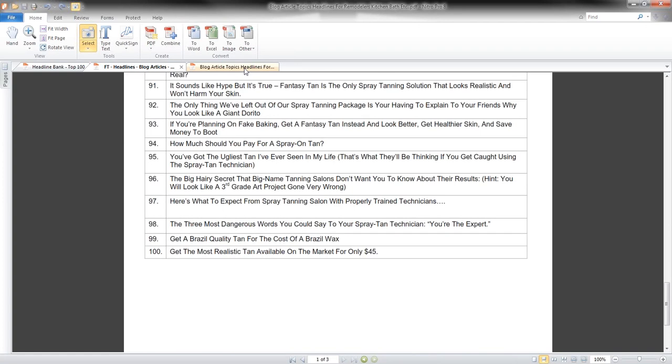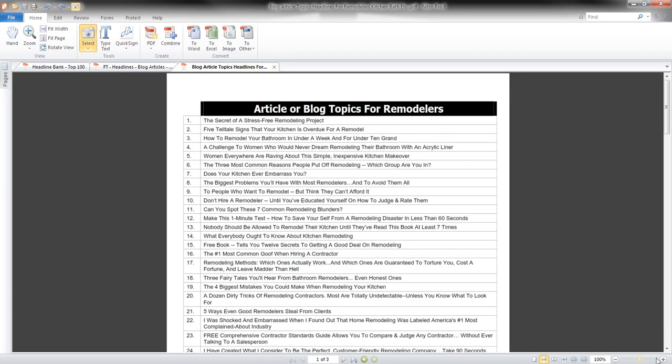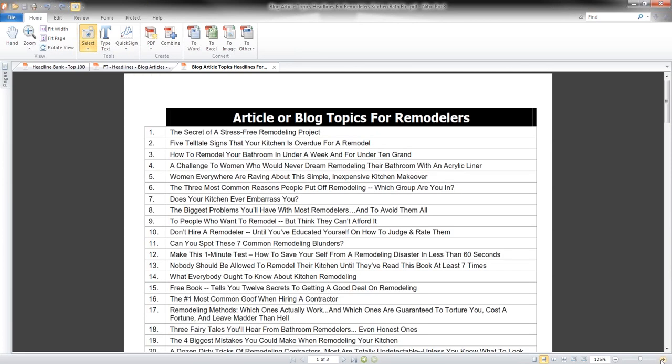Now, let's go over here and let's see this for remodeling. Let me make this a little bit bigger. Okay. The secret of a stress-free remodeling project. 5 telltale signs that your kitchen is overdue for a remodel. How to remodel your bathroom in under a week and for under 10 grand. A challenge to women who would never dream of remodeling their bathroom with an acrylic liner. Everywhere women are raving about this simple, inexpensive kitchen makeover. The 3 most common reasons people put off remodeling. Which group are you in? Does your kitchen ever embarrass you? These are articles that you could write.